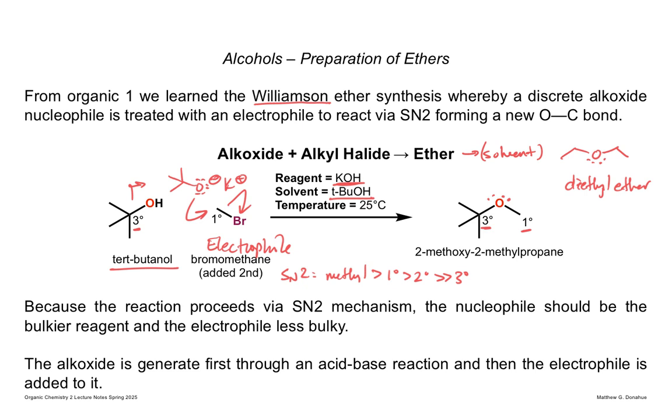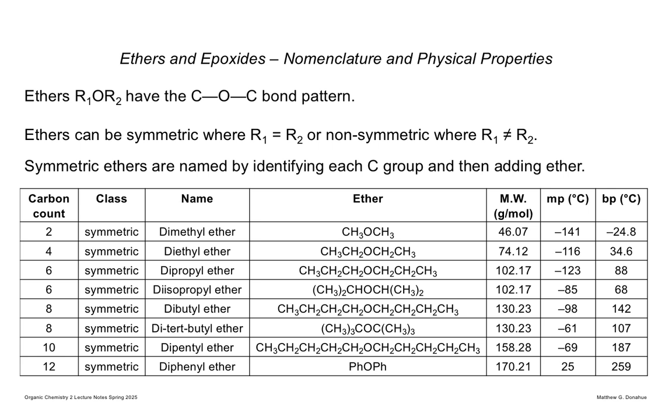Ethers have lower boiling points because they don't have the OH. So they can't hydrogen bond, so they're more volatile and they smell a little bit more. They tend to smell pleasant. When we look at the amines later today, amines do not smell pleasant. They smell very musky or fishy. So they're unpleasant.